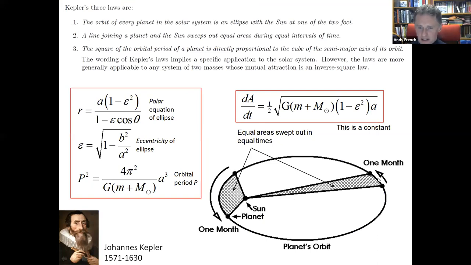So this diagram shows that if you draw a line from the sun to the planet, let's say Venus or Earth, and you pick a unit of time, let's say a month, and shade the area that line sweeps out, that area will be the same regardless of where you are around the ellipse. So equal areas are swept out in equal intervals of time.